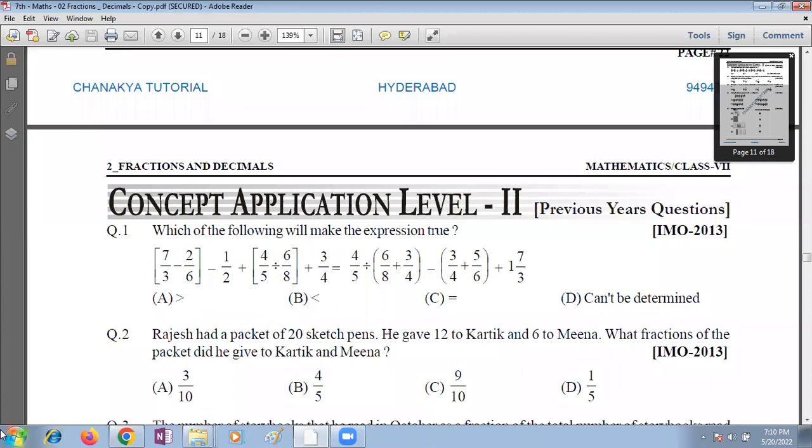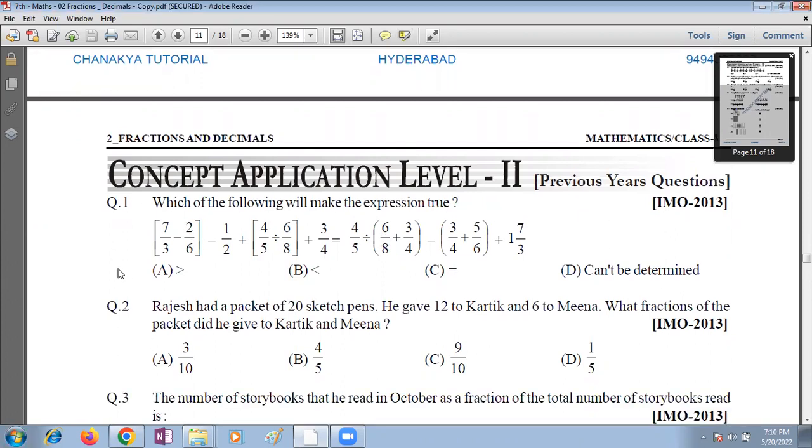Children, these are the different things. Before going on, we'll discuss them once again. Then we can start our concept application level 2. Very quickly we can go ahead because we know these very well: addition, subtraction, division, everything. Which of the following will make your expression true? You have only 1 minute to solve this question.